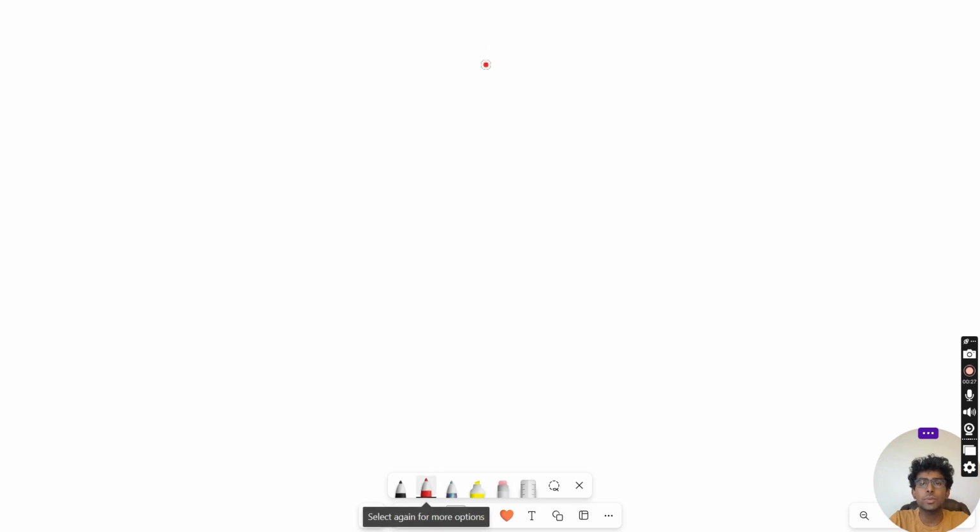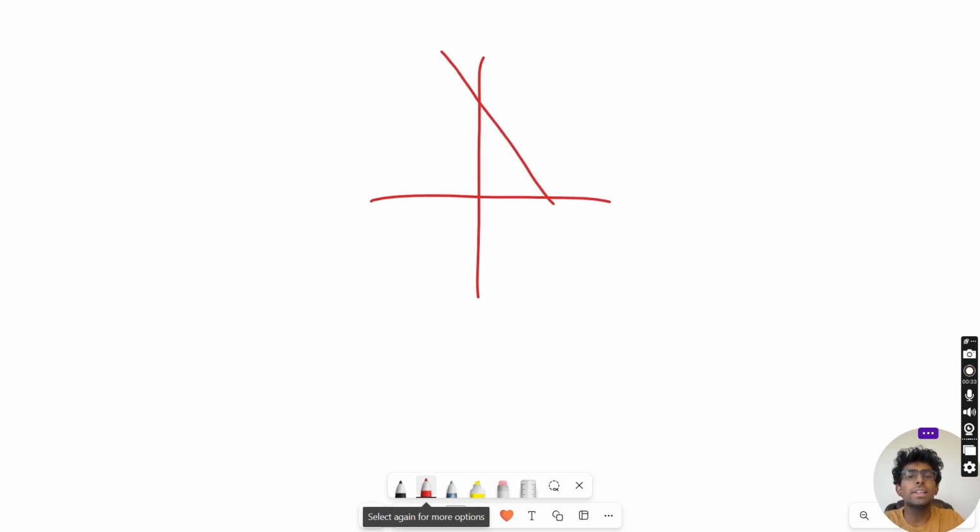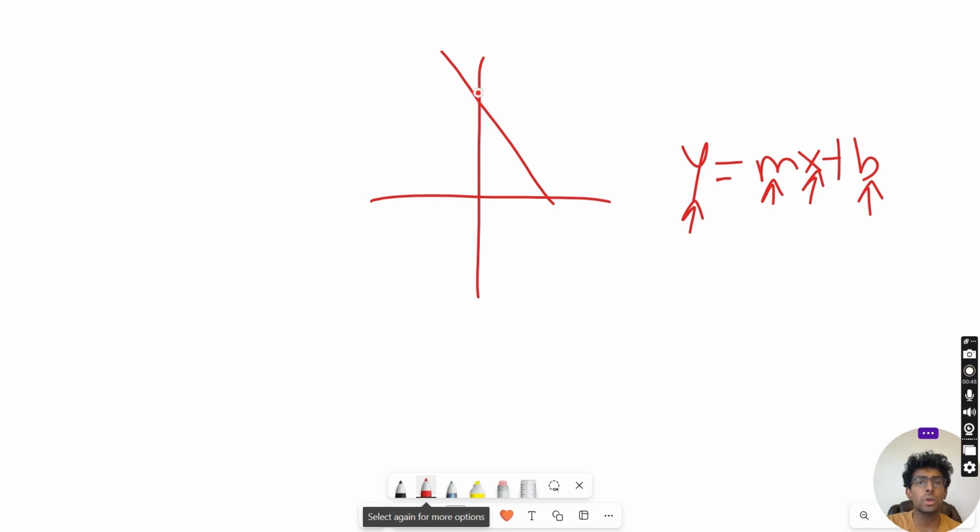So for lines, typically when we are graphing, let's say we have a line like this. We write lines in y equals mx plus b form. That's where we get the concept of slope. That's our m. So y is like our output, x is our input, b is our y-intercept, which is where the line intersects the y-axis, but m is our slope.